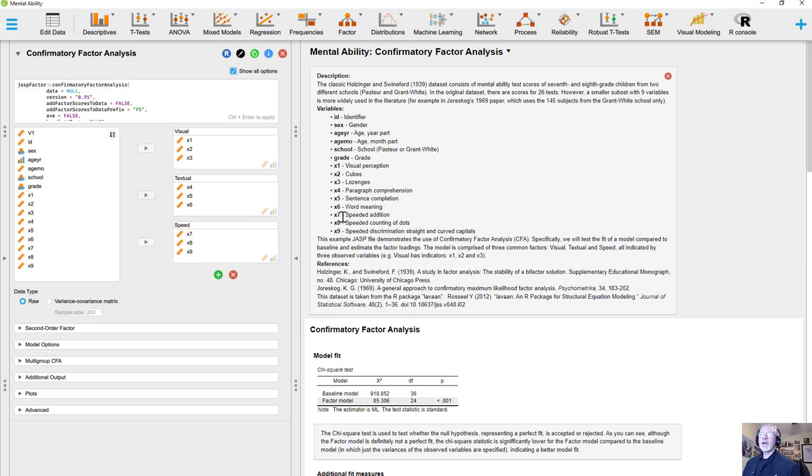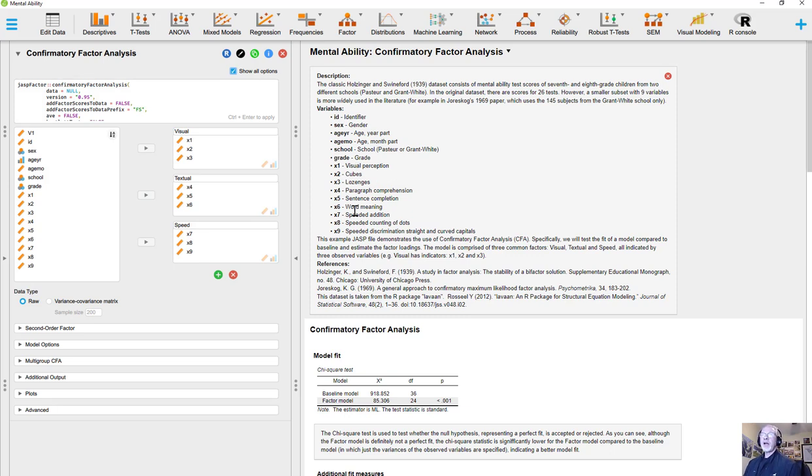And then we have 7, 8, and 9, which are all speeded tasks. How fast can you do something, which gets at how efficient the mind is in working to do computation. So speeded addition, speeded counting of dots, speeded discrimination of straight and curved capitals. And so that would be capital letters, right?